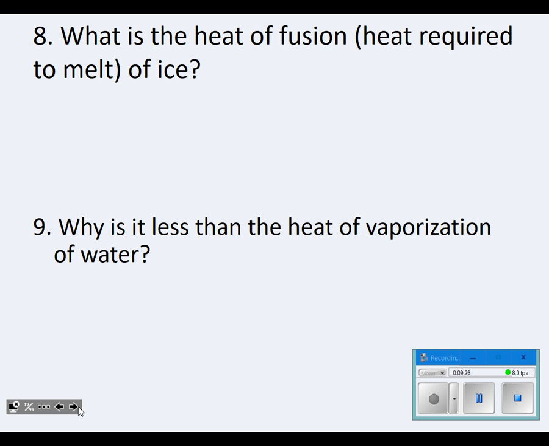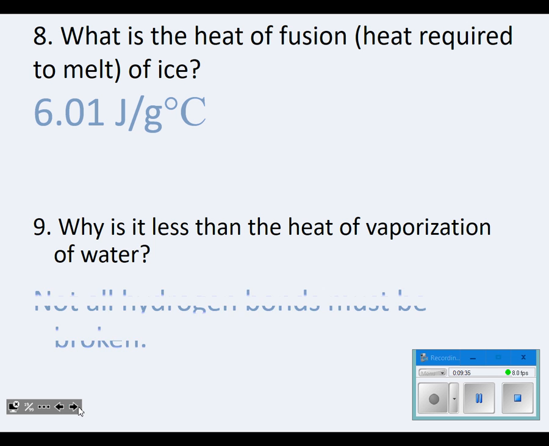Then what's the heat of fusion? Again, you don't really need to know this one. It's 6.01, and that's joules per gram degree Celsius. Why is this less than the heat of vaporization? Because not all hydrogen bonds have to be broken for it just to change from ice to a liquid, but from liquid to a gas, all the hydrogen bonds have to be broken.